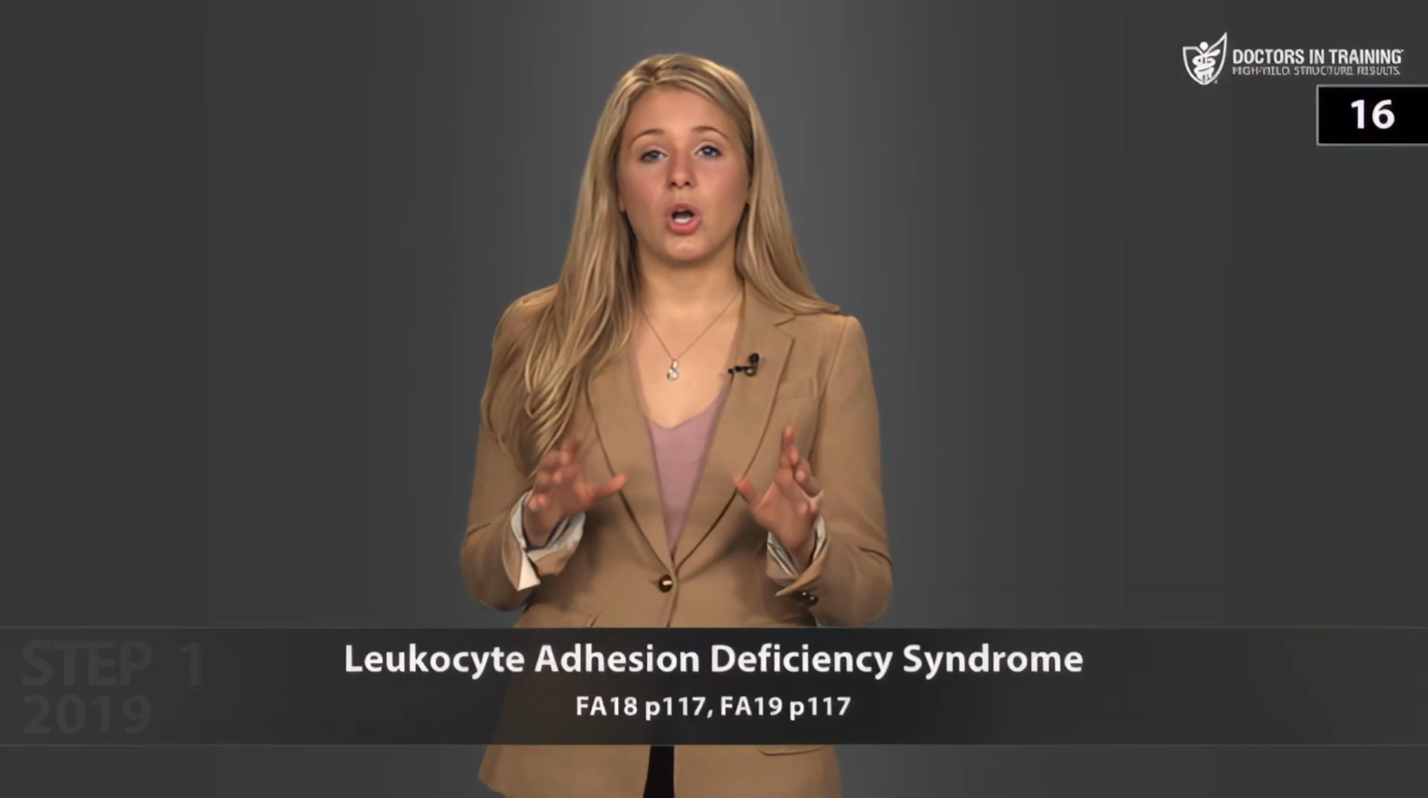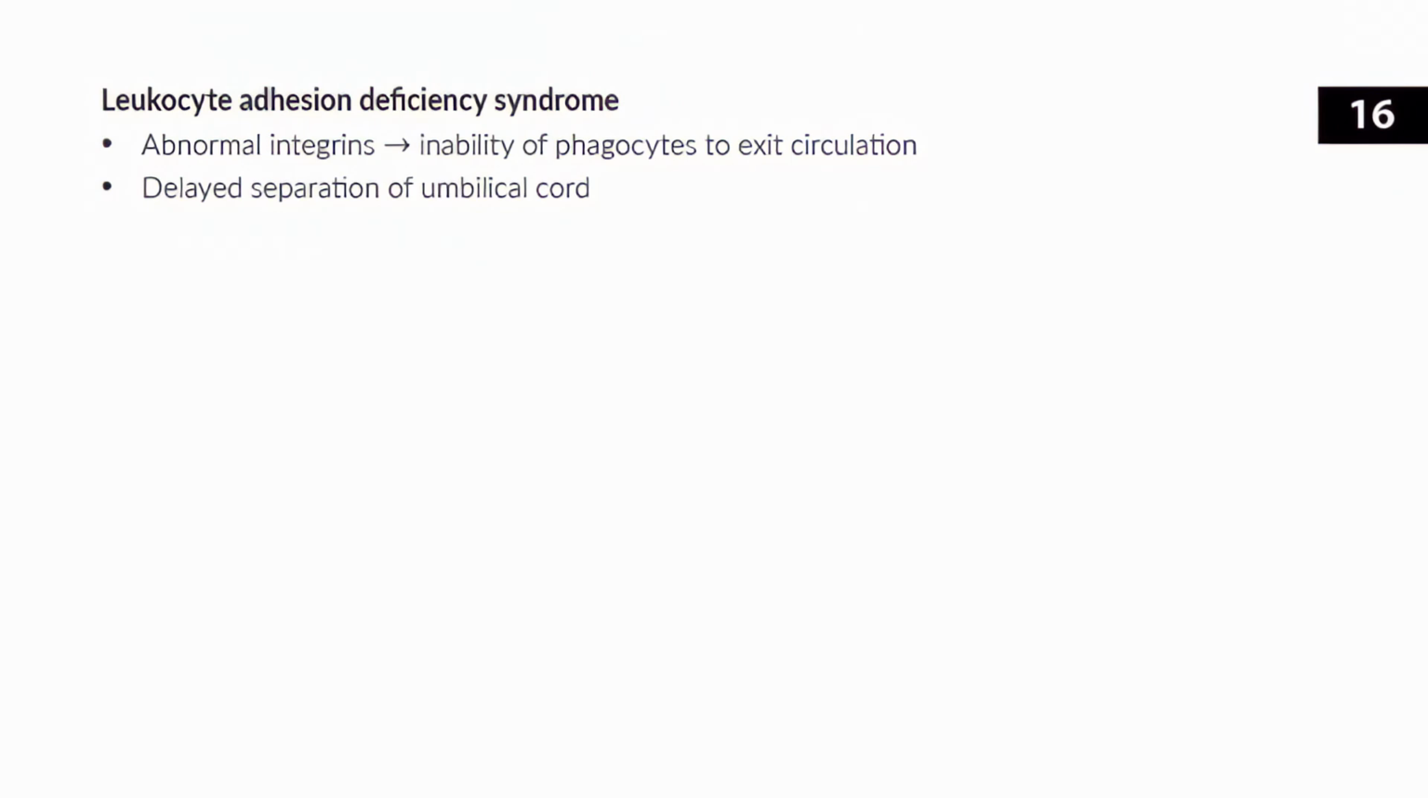One last disorder is called the leukocyte adhesion deficiency syndrome. The main thing I want you to know about this one is you have abnormal integrins. Integrins are the molecules that help leukocytes exit circulation and integrate into the interstitium. But with abnormal integrins, phagocytes can't leave the circulation. And one of the ways this presents, in addition to recurrent bacterial infections, is delayed separation of the umbilical cord, which is basically a manifestation of impaired wound healing. So if they give you an infant where the umbilical cord hasn't fallen off yet and it's been a couple of months, start thinking about leukocyte adhesion deficiency syndrome. That's it for now. Let's do the end-of-session quiz.